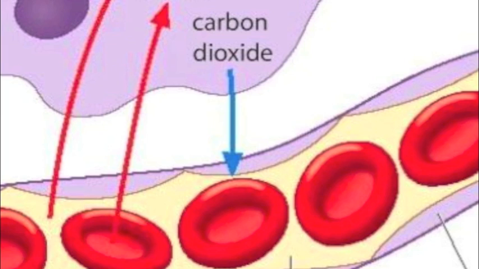Carbon dioxide is made by respiration in the cell. This means there is a high concentration of it inside the cell and a low concentration outside the cell. The carbon dioxide will diffuse out of the cell into the capillaries.